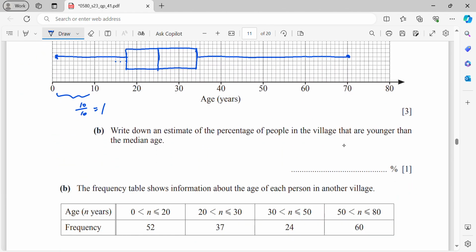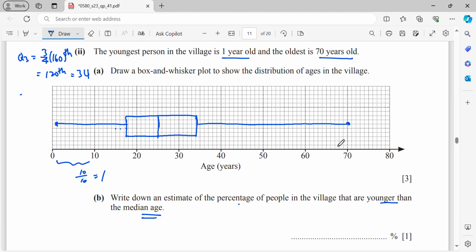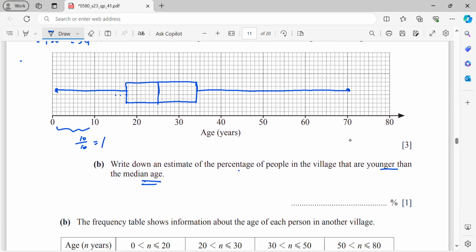Okay, B writes down an estimate of the percentage of people in the village that are younger than the median age. So younger than median age, right? You can just write here percentage. The median age, median we know that is 50%, right? So then it will be just 50% because median is 50%, right? Here is a median. So younger than that, it will be 50%. And then older than that, it will be 50%. That's the explanation.